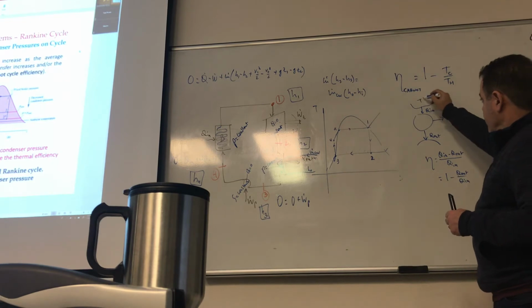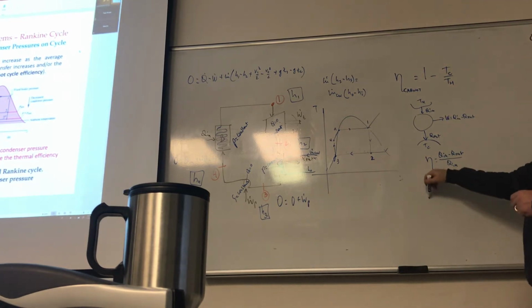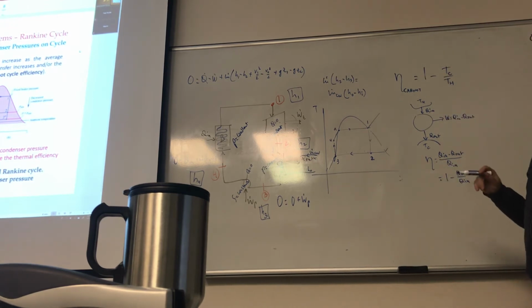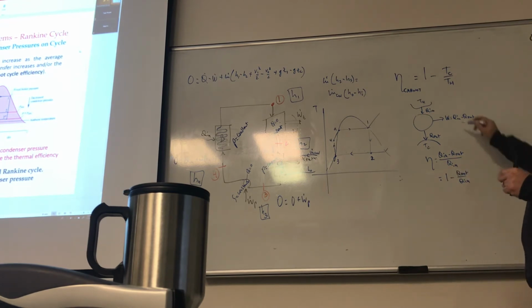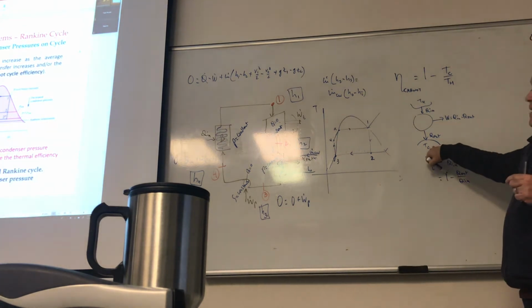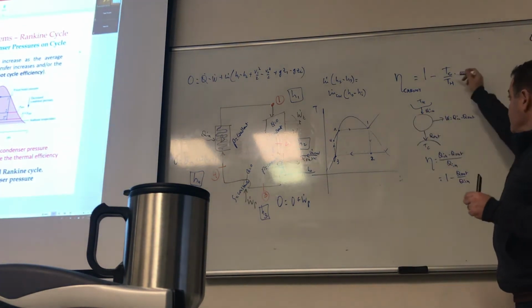So this is obviously the hot reservoir, this is the cold reservoir. You remember, when we go from an efficiency to an ideal efficiency, we replace the Q's with T's. So Q out becomes TC and Q in is TH. So I was right in here.